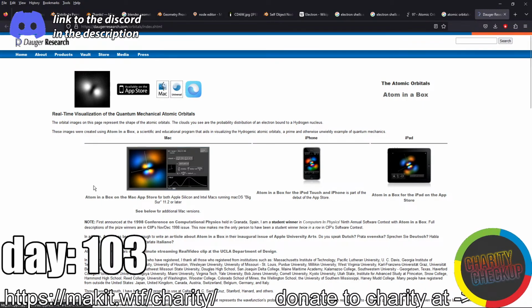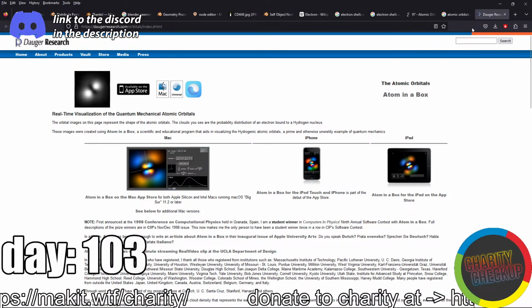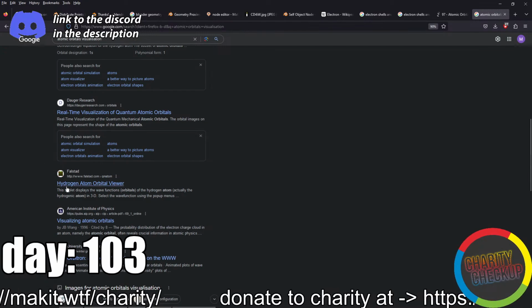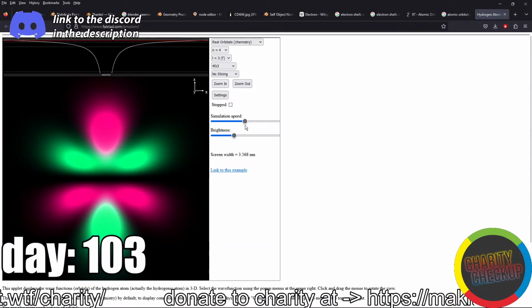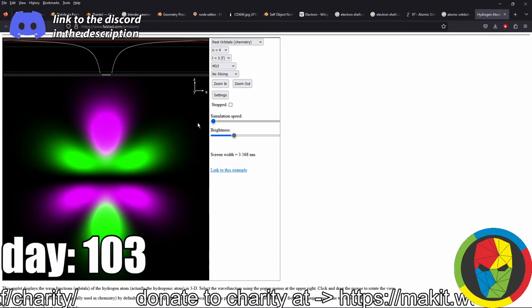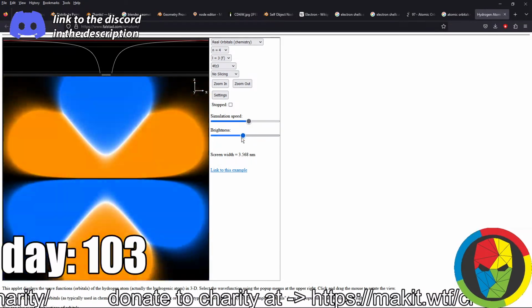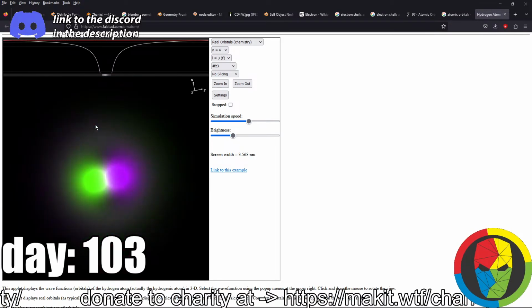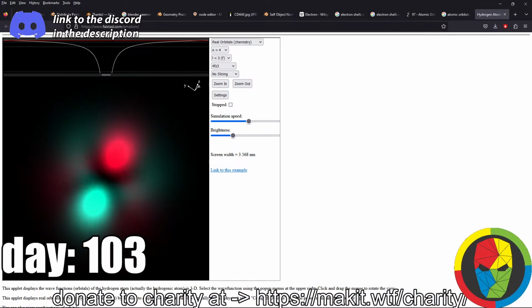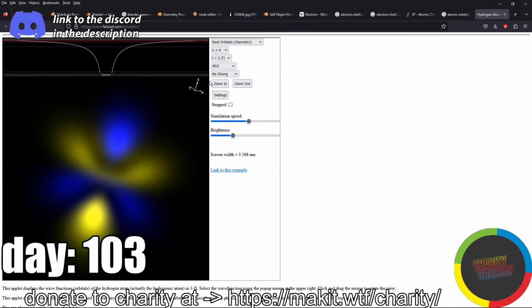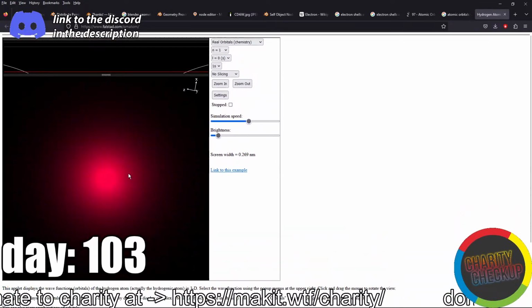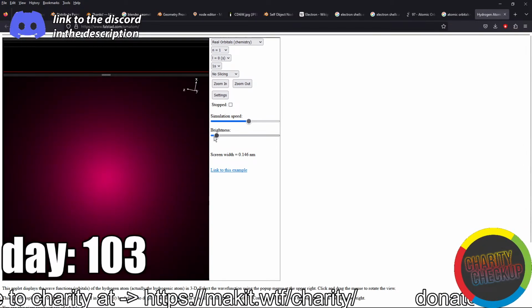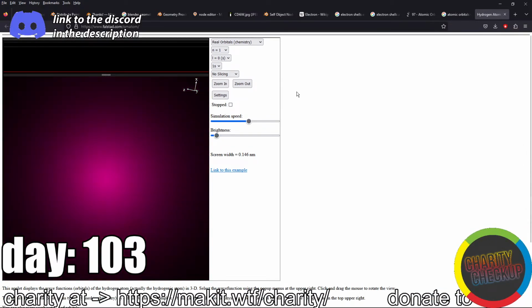Oh, that is also... All these are applications. Why? I'm just looking for some images. This is insane. Oh, this is, and so it's 3D. That's insane. N is equal to 1. This is insane. This is exactly what I'm looking for.